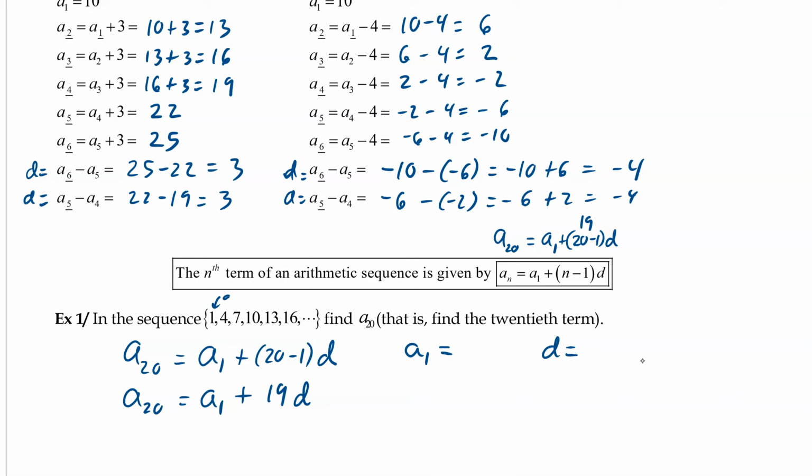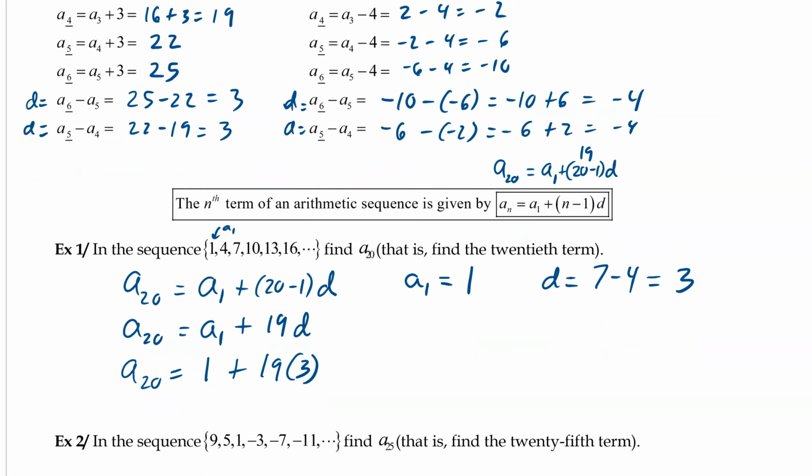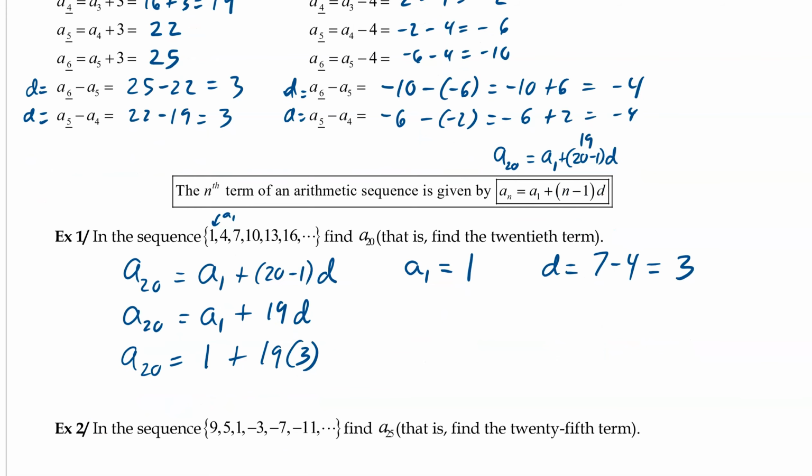And a sub 1 is always your first term, so 1. And the difference, you just take any two terms in sequence. So we can do 13 take away 10, or 16 take away 13, or 7 take away 4. It's your choice. We already know it's arithmetic, so they have a common difference. And then we plug them in. So a sub 20 would be our first term of 1, and then we're going to add to it 19 times. So we plug that in our calculator.